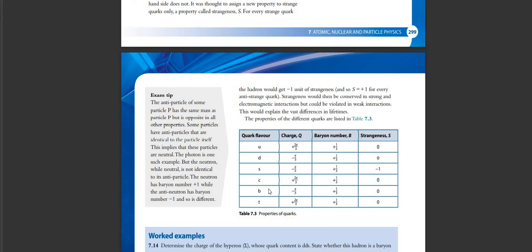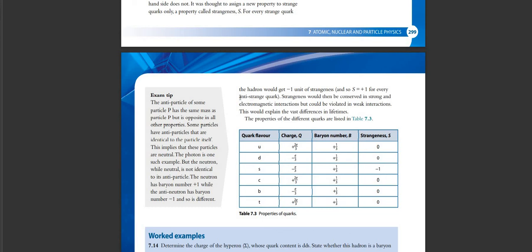The up, charm, and top quarks have a charge of plus 2e by 3. Meanwhile, down, strange, and bottom have a charge of minus e by 3. All quarks have something called a baryon number. I'll get to why baryon numbers are important, and strangeness. Strangeness is a property unique to the strange quark, which is exactly why it's called the strange quark, because it has this other one.